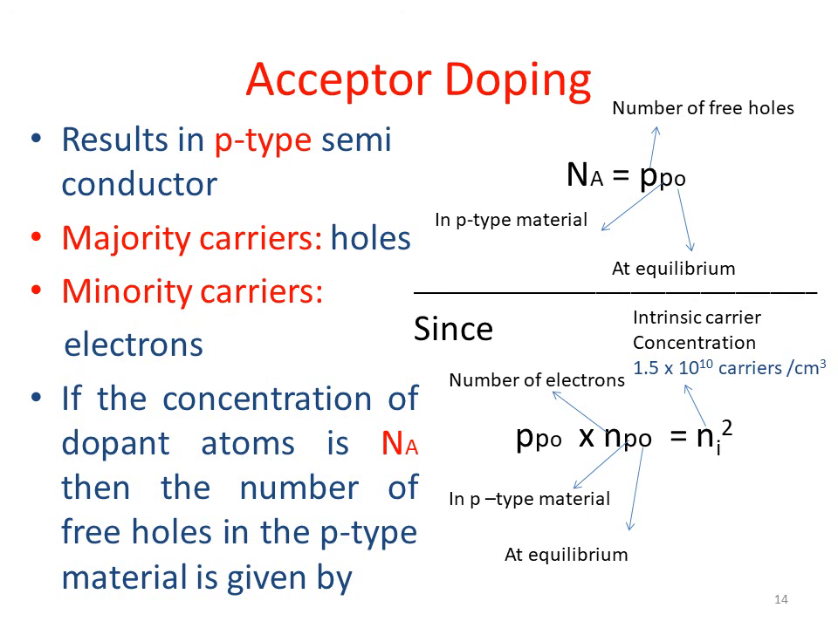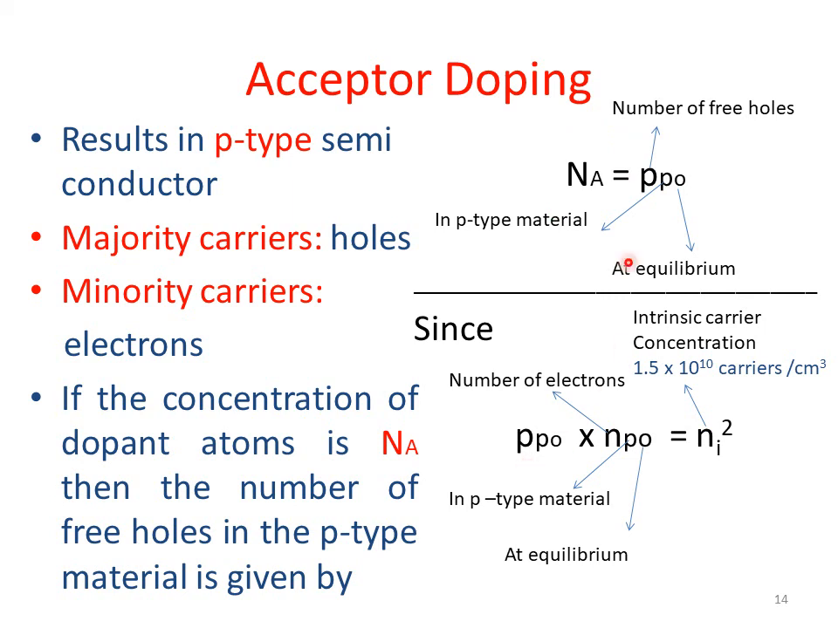Now if I represent the number of trivalent atoms which are added in the material by Na, then the number of free holes in the material will also be equal to the number of atoms. This p shows the number of free holes, this subscript p shows the p-type material, and this naught shows at equilibrium. This means that the number of free holes, or the majority carriers, in the material is equal to the number of atoms of boron which are added into the material.